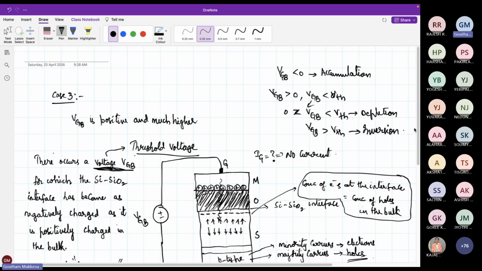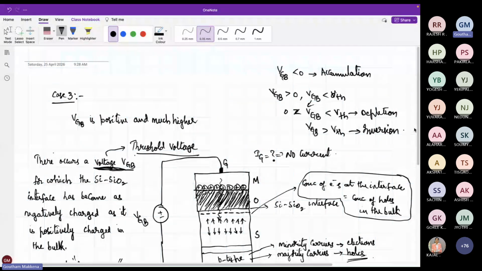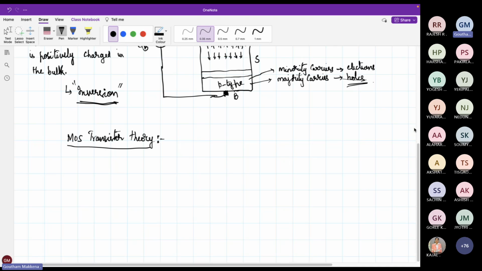Now we have seen that in this capacitor there is no current flow. If I want to design an amplifier, current is of essence to me and it has to have certain characteristics. Because there is no current flow in this MOS capacitor, it is not doing anything for me. So this is where I move to the next topic called the MOS transistor.